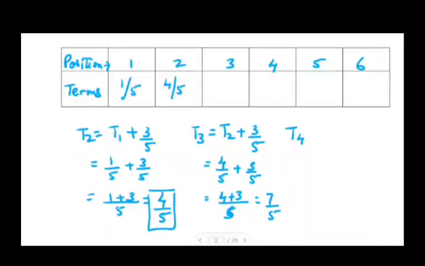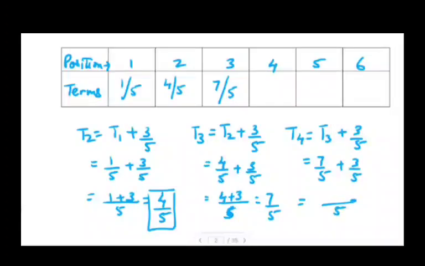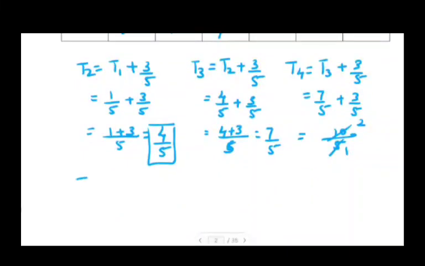Term 4, so term 3 is 7 upon 5. Term 4 is equal to T3 plus 3 upon 5. 7 upon 5 plus 3 upon 5. 5 common. 7 plus 3, 10. Now, you cannot give this as an answer. You will have to reduce it to the lowest term. So, 5 ones are 5, 5 2s are 10. So, my next term is 2. What's my T5?